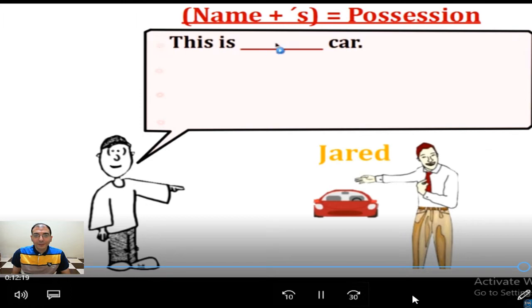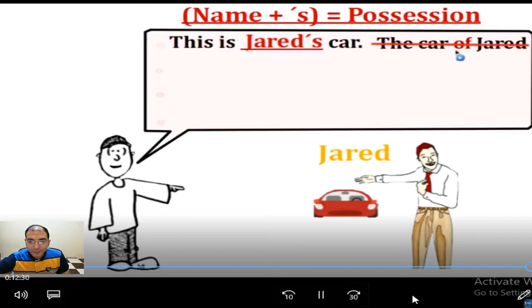This is Jared's car. هذه سيارة جيرد. We do not say the car of Jared. لا نقول the car of Jared. هذا خطأ في اللغة الإنجليزية. We say this is Jared's car. ولكن نقول remember Jared's car بالاسم. Apostrophe S, and that is the possession. هذا هو الصحيح.